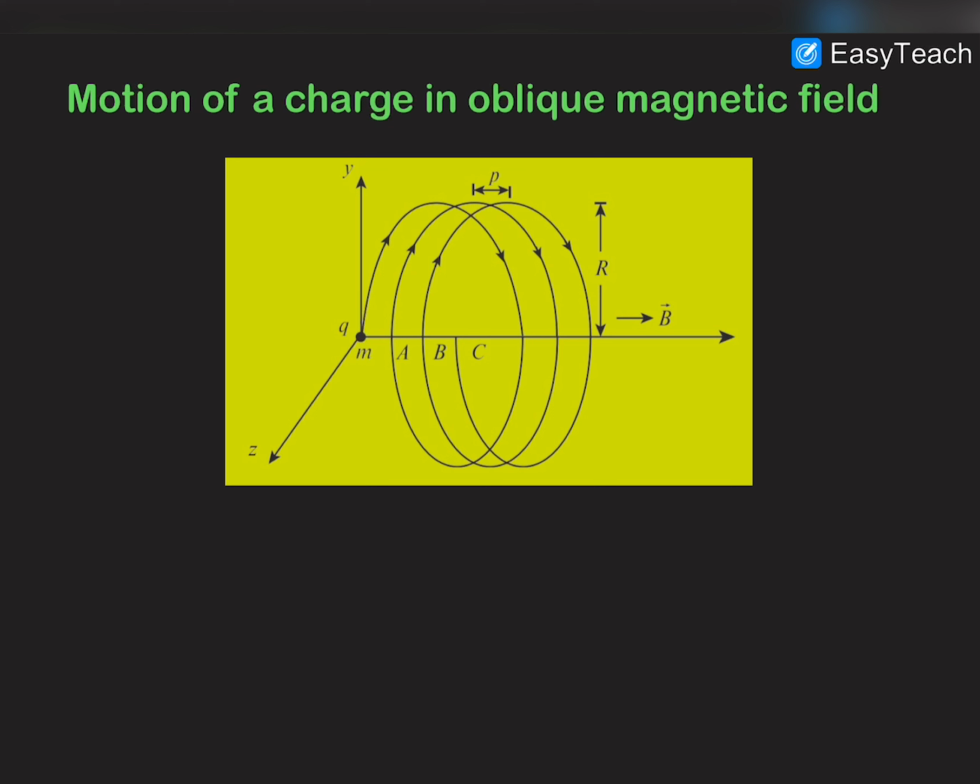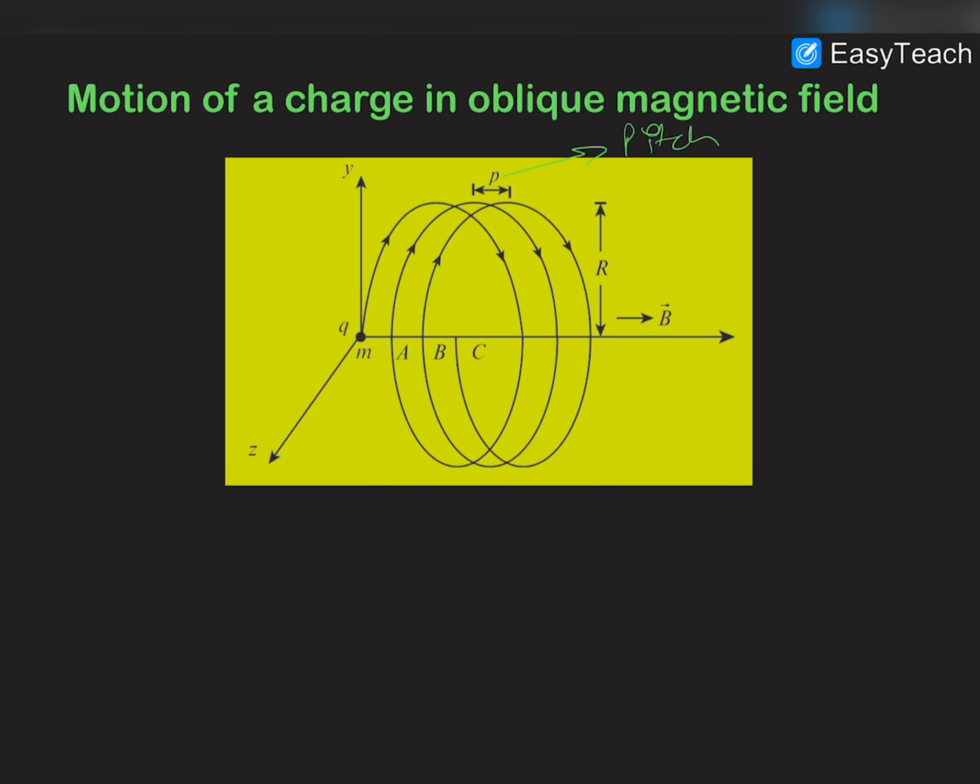Let me show you. So this is called the pitch. So pitch is the distance traveled by this charge in the direction of the magnetic field in one complete rotation. You can imagine that in one complete rotation this charge has moved a distance in the forward direction. This is called the pitch.